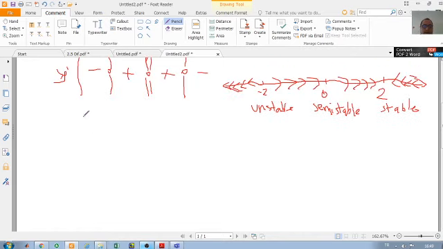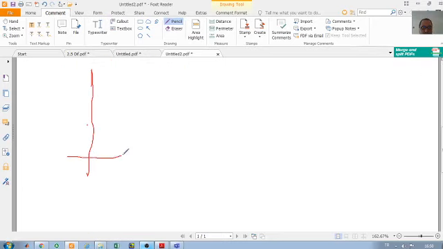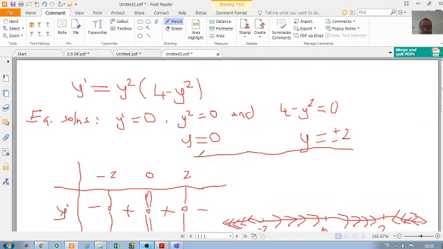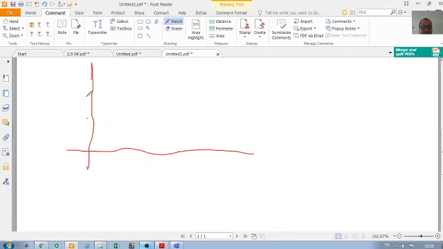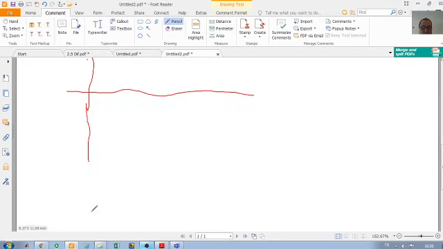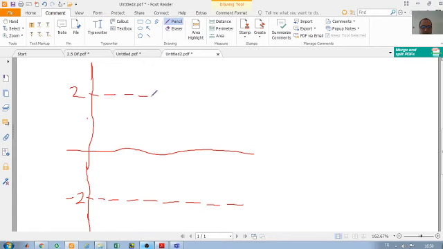Also we can see this by sketching typical solution curves. So we have minus 2, 0, 2. This is an equilibrium solution. This is another one.